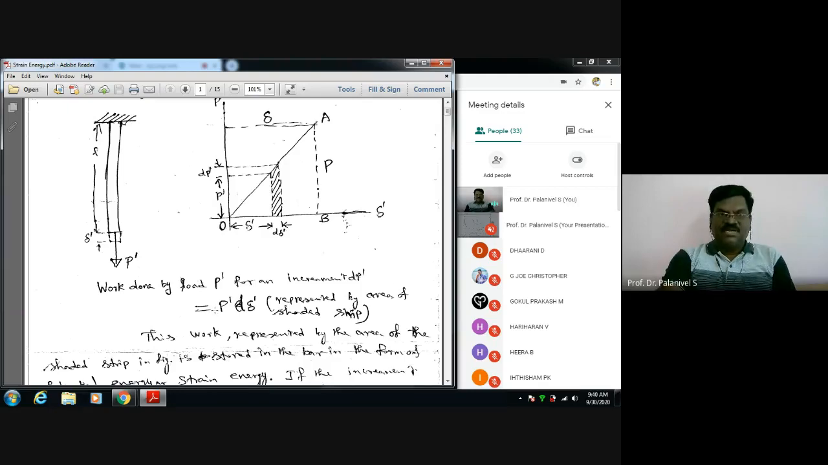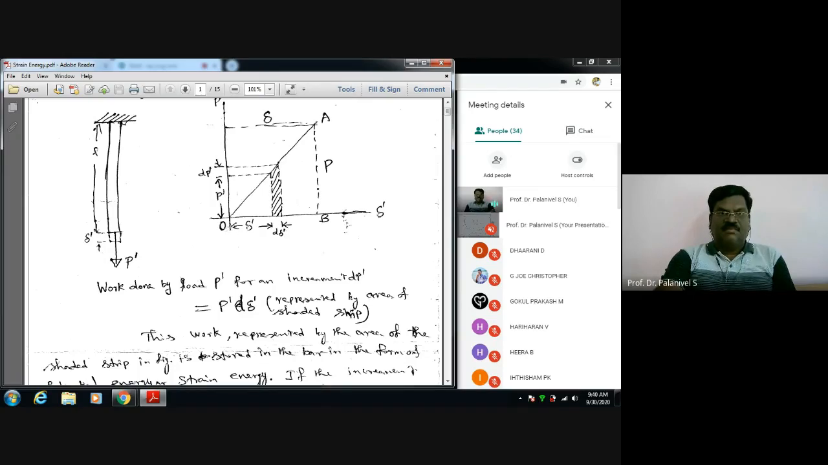So the work done is equal to P dash into d del dash. Otherwise, work done by force P dash for an increment dP dash, meaning increment in the force, the corresponding deformation is d del dash. So P dash into d del dash is the work done, represented by the area of the standard strip. Here it is represented. What is this P dash and d del dash?